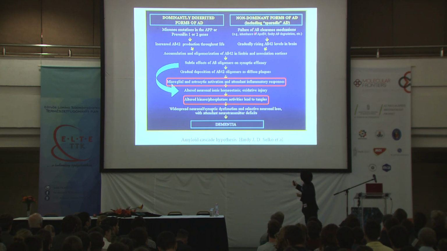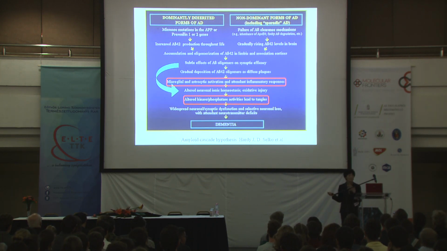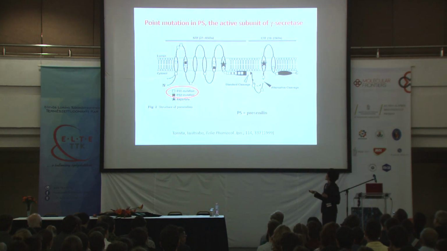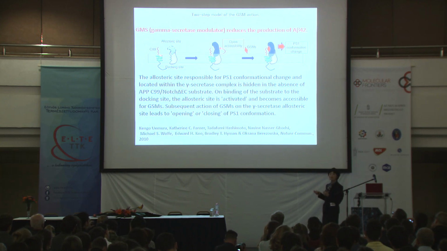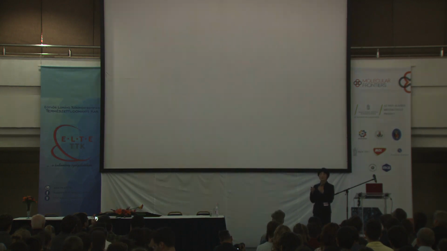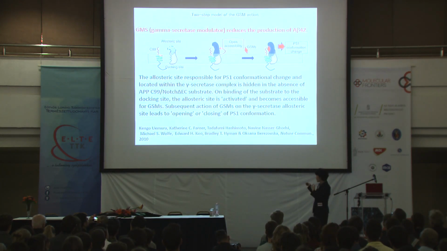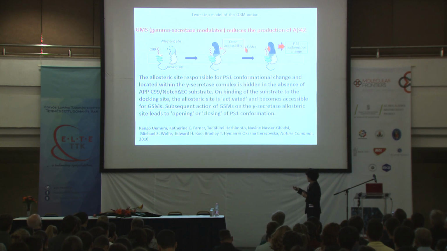And in the non-dominant forms of Alzheimer's disease, including the sporadic one, there is also an increase of A beta 42. This is some point mutation, and I'm not going into detail, but if you can stop the conformational change with these GSMs, gamma secretase modulators, then you may be able to stop the conformational change which produces A beta 42. So this is not my work, but I was interested why only a 2 amino acid residue difference makes such a big difference: Alzheimer's disease, or no problem.